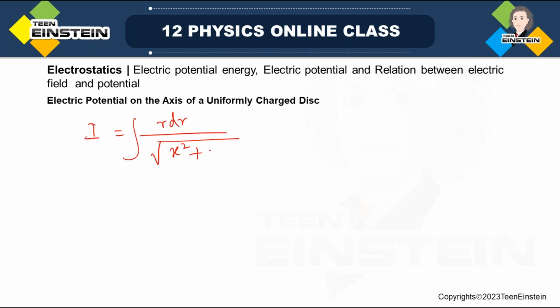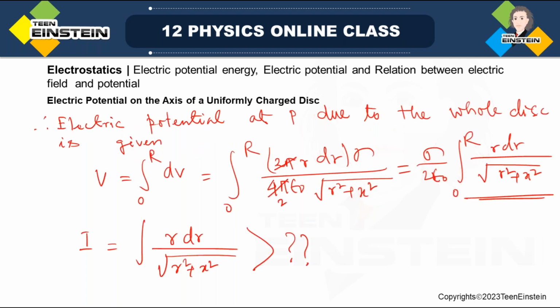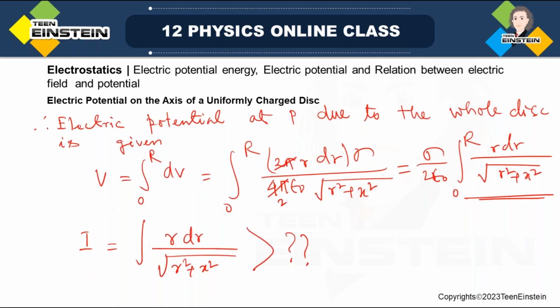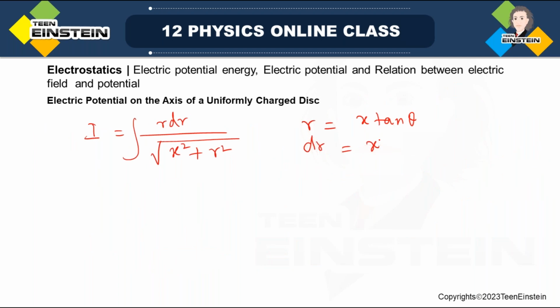See, we have to do a very simple substitution. We know r is the variable, so if I write r is equal to x tan theta, then dr will be how much? x is not a variable. You can see that x is the distance from the center, that is fixed actually. The only thing varying is r. r is the radius of the ring, sorry, disk. So dr is x sec square theta d theta.